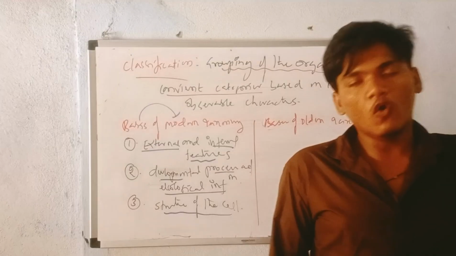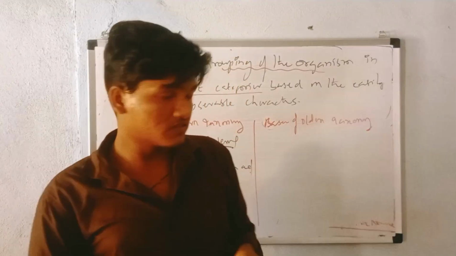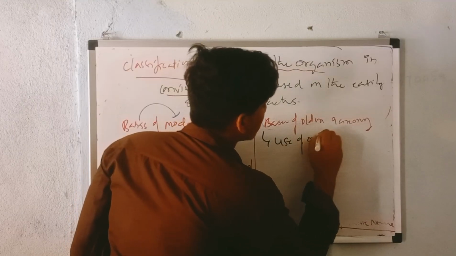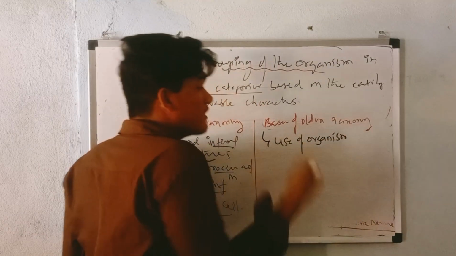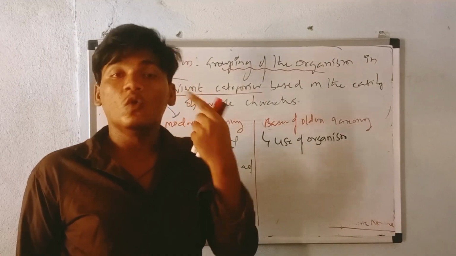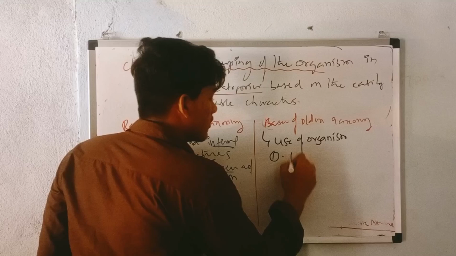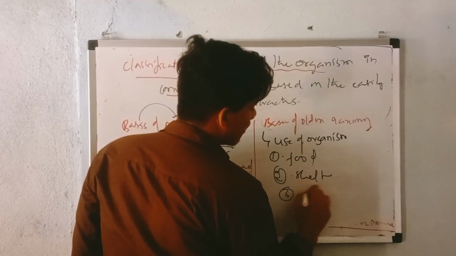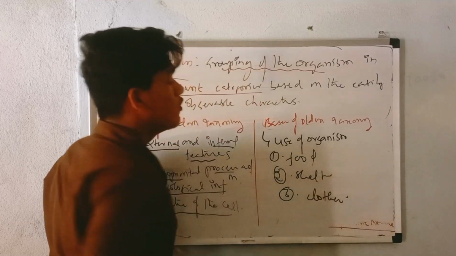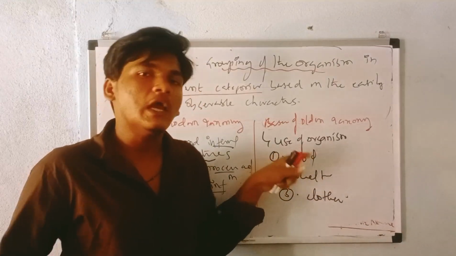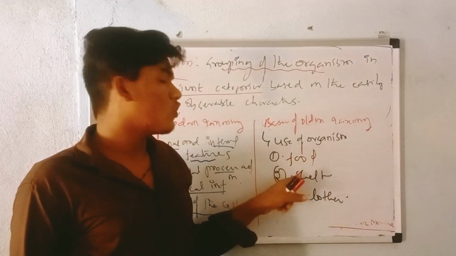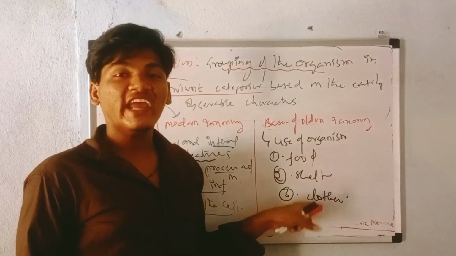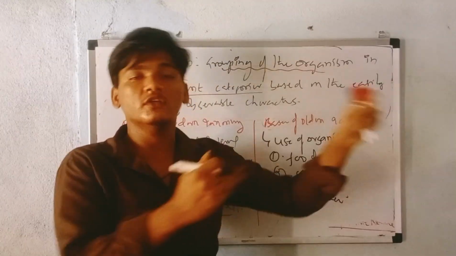In olden days, taxonomy was done based on the use of the organism. The uses were food, shelter and clothes. Organisms used as food were classified into one group. Organisms that give shelter were classified into a certain group, and organisms that give clothes were classified into another group, like this.